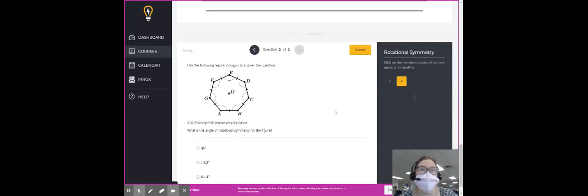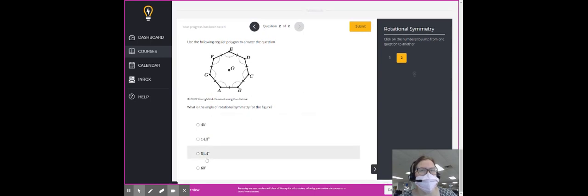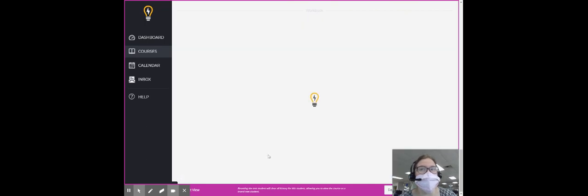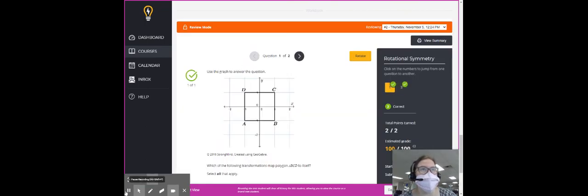Next one, what is the rotational symmetry for this figure? So let's see, we have 1, 2, 3, 4, 5, 6, 7. It told us it was regular. So 360 divided by 7 is 51.4. So submit that, and then you can feel really good about yourself because you got 100%.